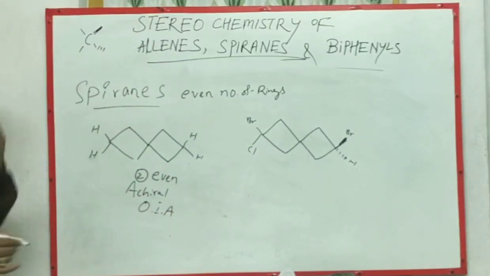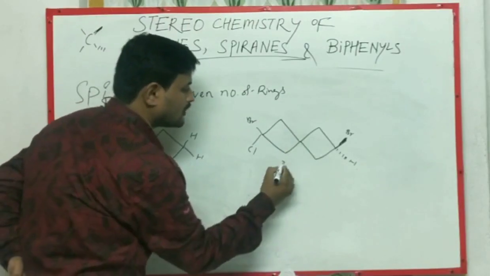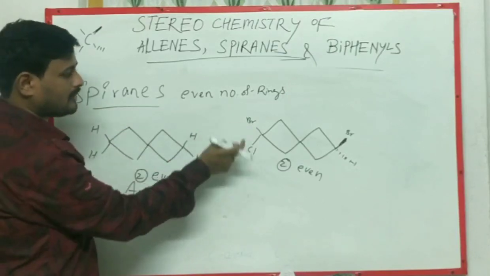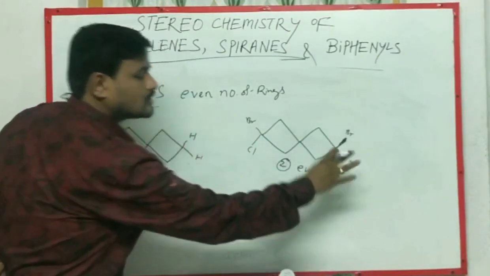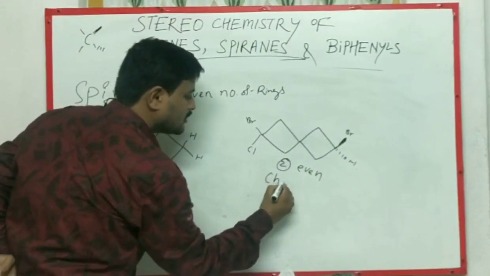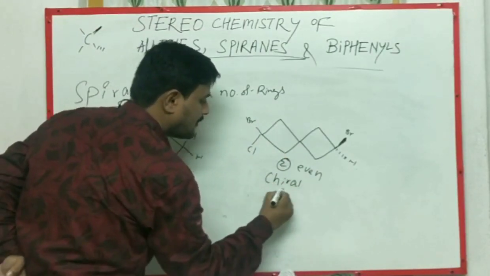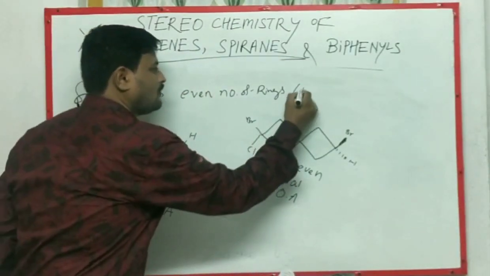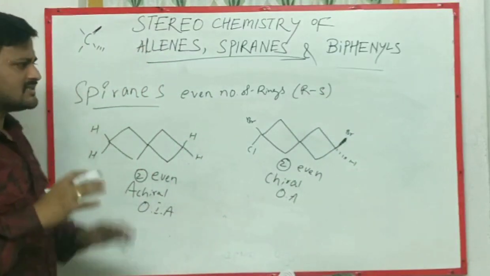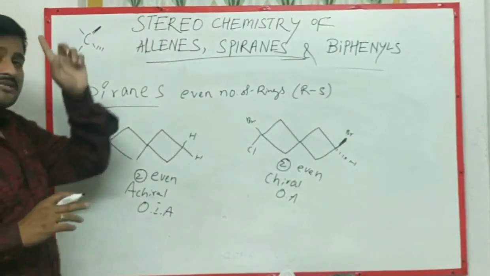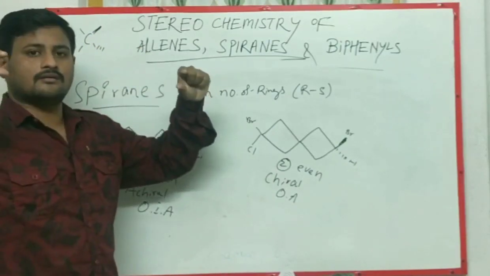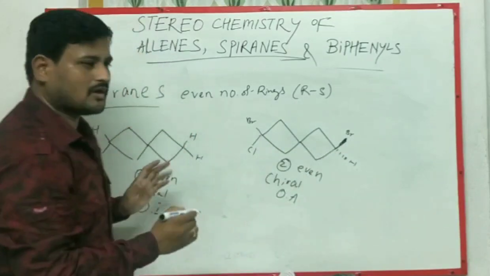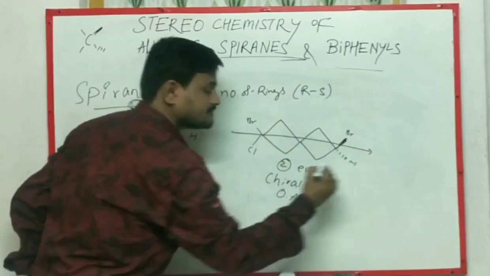Here, how many rings are there? Two rings, even. Here bromine, chlorine, different; bromine, hydrogen, different. So it is a chiral molecule and optically active. For this example, I am giving the RS configuration. How can we give the RS configuration? The same as allenes: we have to observe the terminal carbon atoms. Here terminal points, here also terminal points. This is the chiral axis.